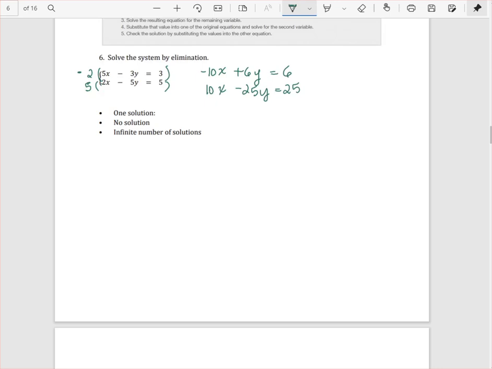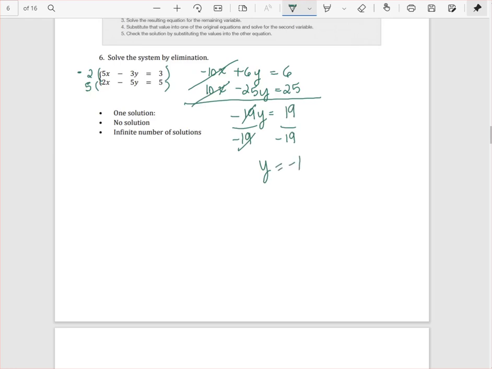So you can see here, when I add these two equations, I have a positive 10 and a negative 10. That's the goal, to have the same numbers with different signs, which is what we do here, and I can cancel them. And I end up with negative 19y equals 19. And then when we divide, you get the y value, which is negative 1.